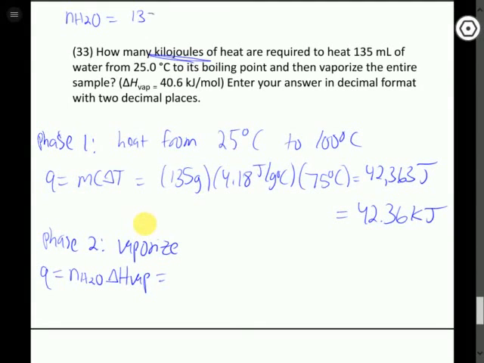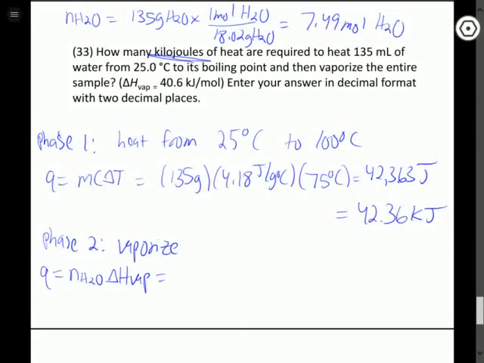We have 135 grams of water, and then 1 mole is 18 grams. So we get 7.49 moles. To find the amount of heat that's required to vaporize this, we have 7.49 moles, and the vaporization enthalpy is 40.6 kilojoules per mole, which is going to give us 304.16 kilojoules if we keep 2 decimal places.